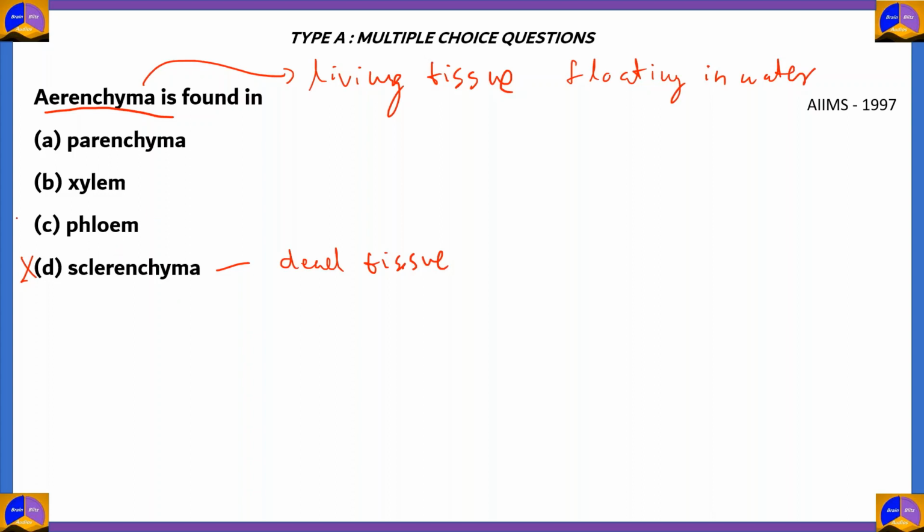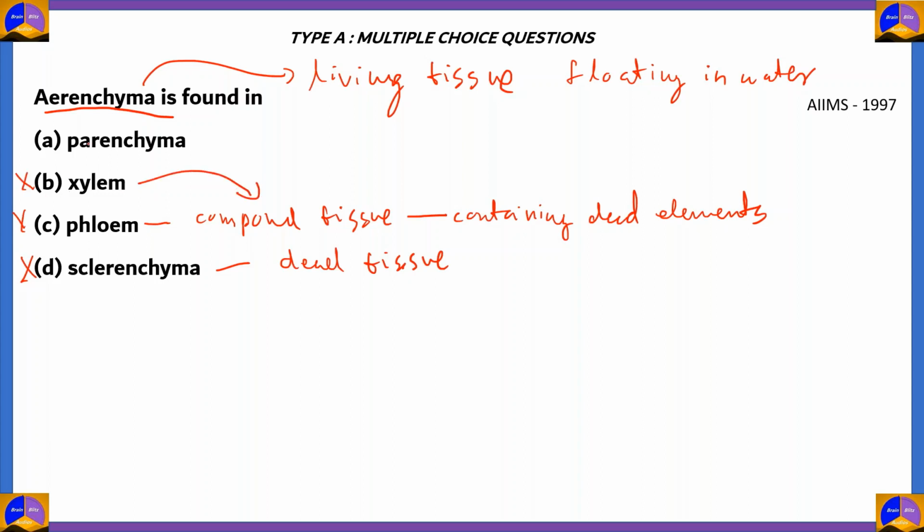Option C, phloem, is also incorrect as it is a compound tissue containing dead elements because it's a vascular tissue. And option B, xylem, is also incorrect for the same reason. Therefore, the right answer is option A, parenchyma. Parenchyma is a form of tissue which has a lot of spaces in between the cells. It is a living tissue and it helps the plants float in water.